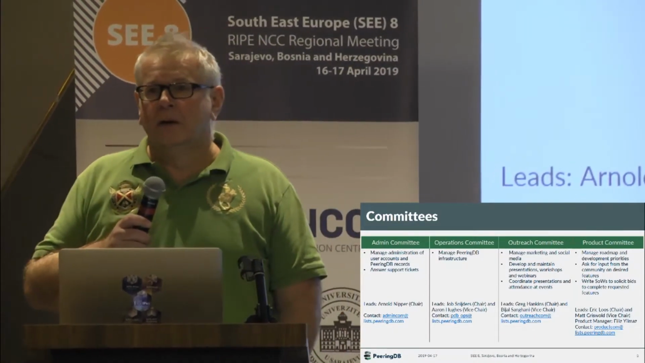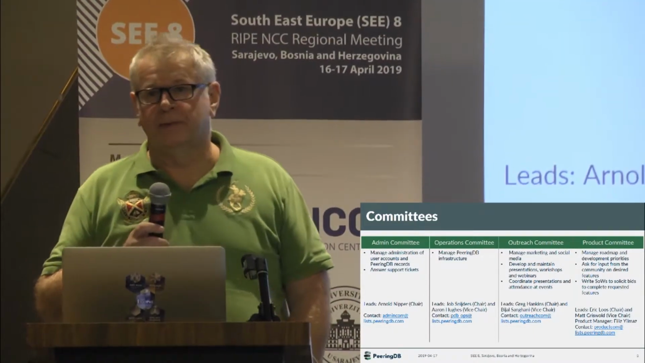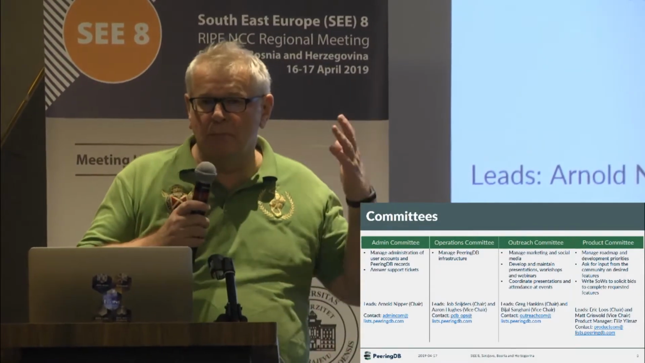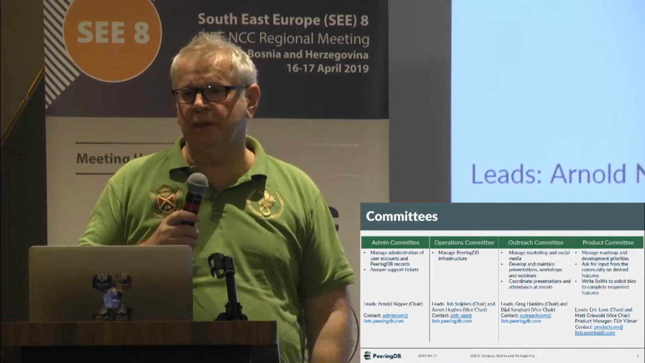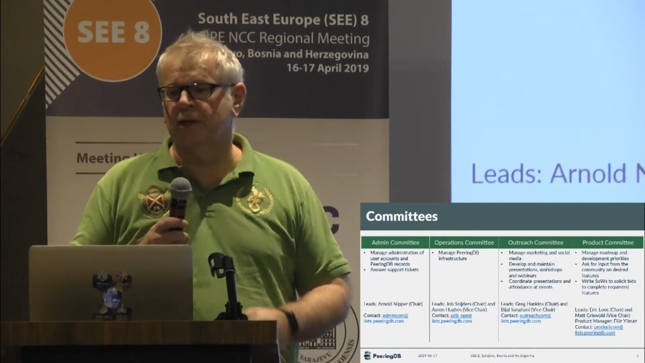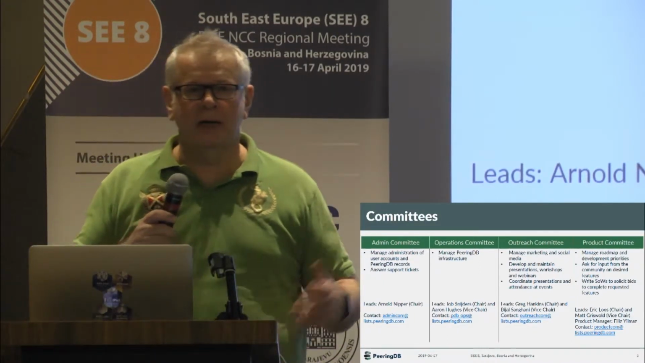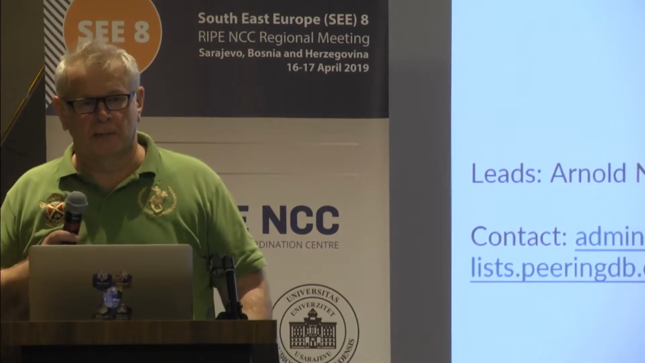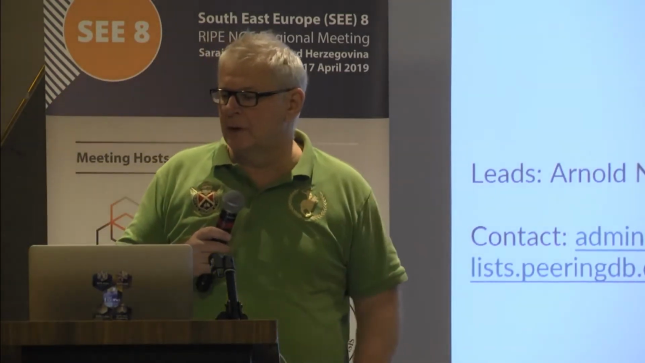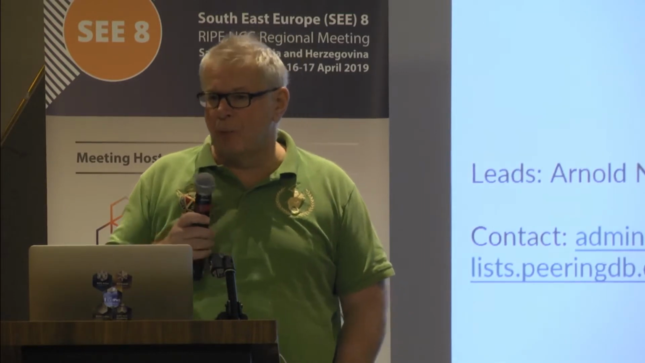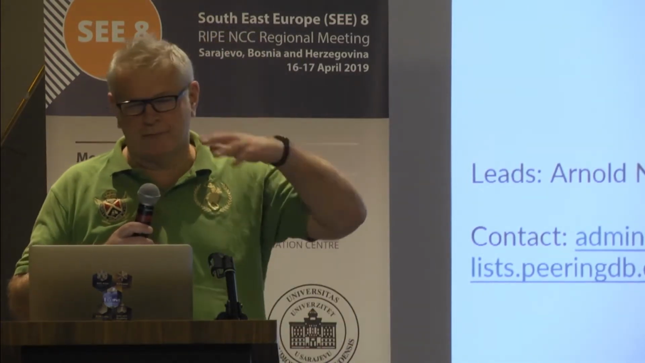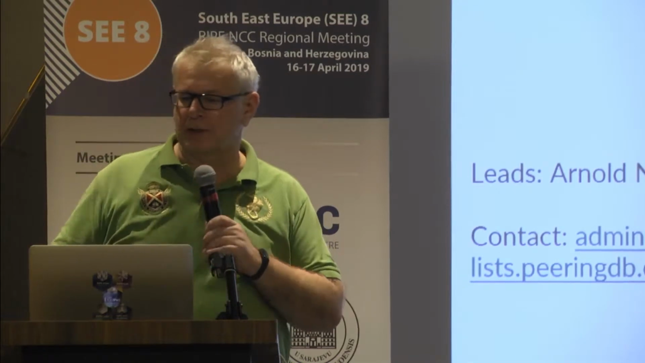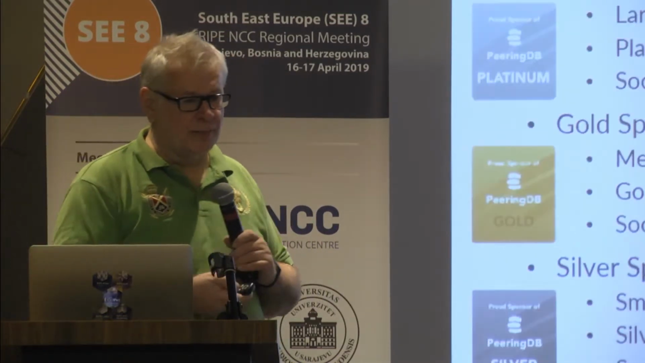And last but not least is the product committee. It looks after our product, after PeeringDB. We want to introduce new features. What we are using is GitHub. If you have something which you want to have implemented in PeeringDB, or if you run into a bug, you simply go to GitHub, open an issue and say, I want to have this, and then the product committee looks after your requests.